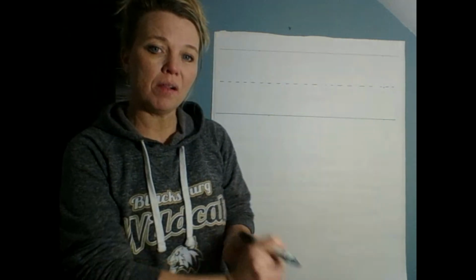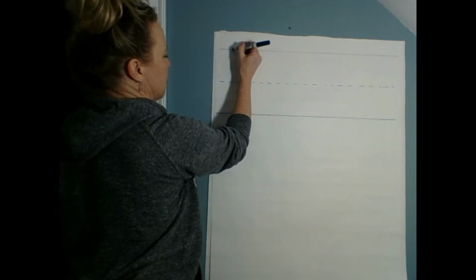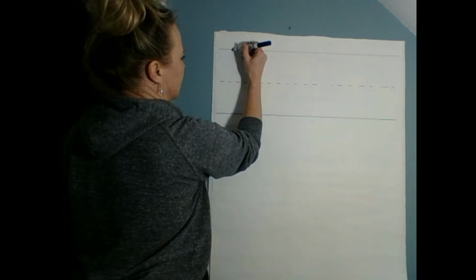Similar to the last two we worked on, we are going to work on the letter Y. And so we've got a diagonal in this one as well. It is a top start letter. So we're going to start at the top. We're going to diagonal down.